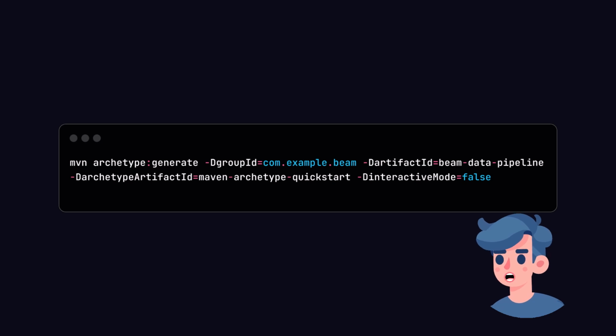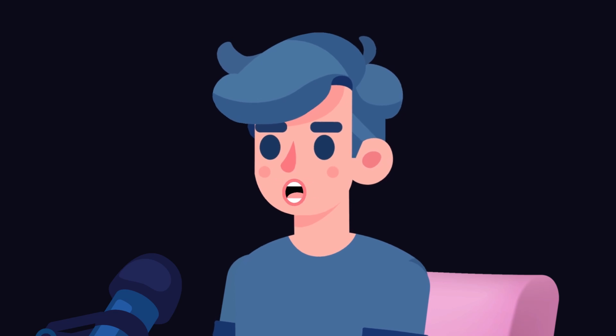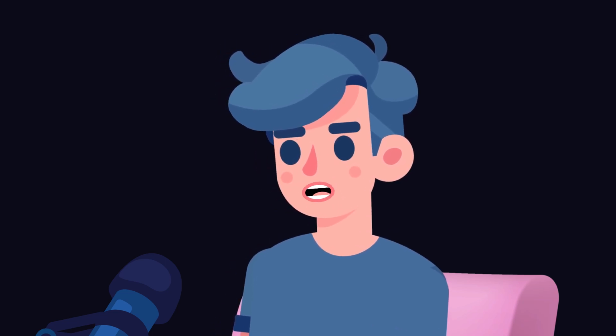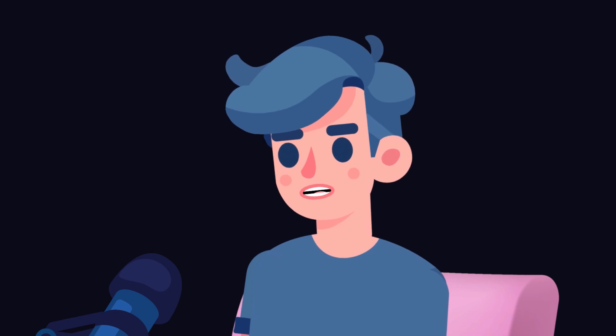We will create a new Maven project. Open your terminal and execute the following command. This command generates a simple Java project structure. Navigate to the project directory using cd beam-data-pipeline.